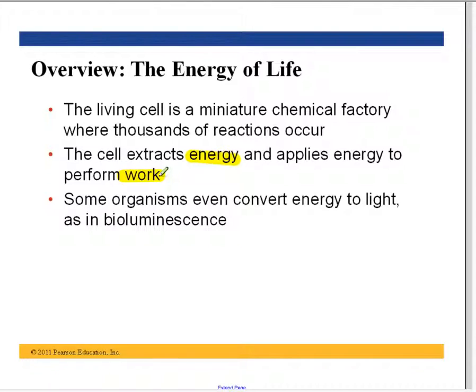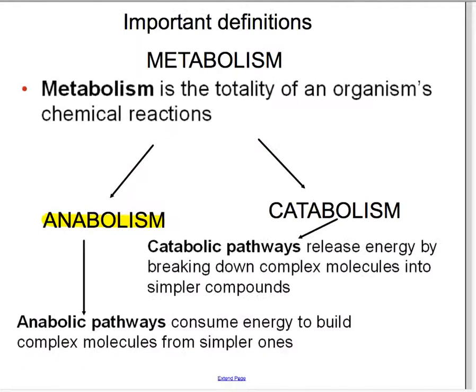Some organisms, such as fireflies, convert chemical energy into light, those lovely little glowing green things that you see in the summer, especially up north. So the important definitions are firstly metabolism, and metabolism is kind of like the umbrella, and it includes both anabolism and catabolism. So metabolism is the sum total of all of the chemical reactions happening in a cell.